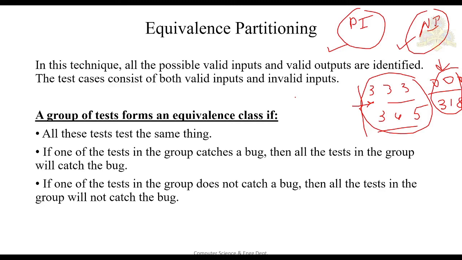So whenever you have different types of inputs, those form an equivalence class. So this is one equivalence class, this is another equivalence class, and the third one is your large numbers, 78,000, 32,000, like that.